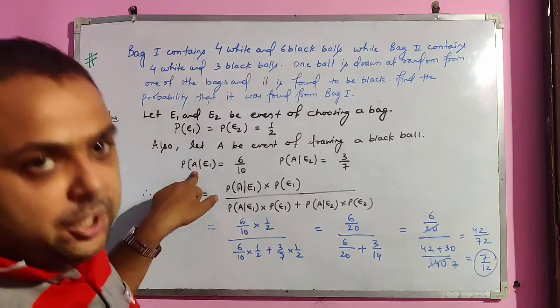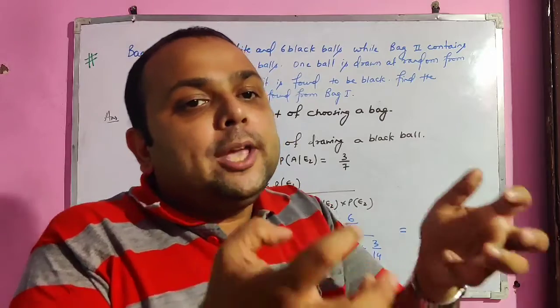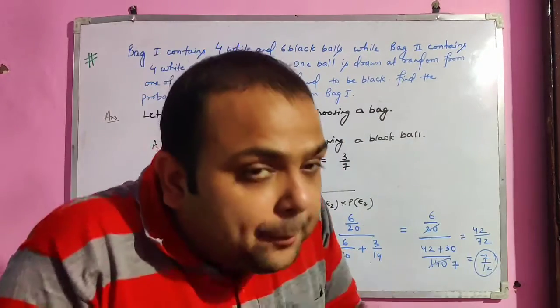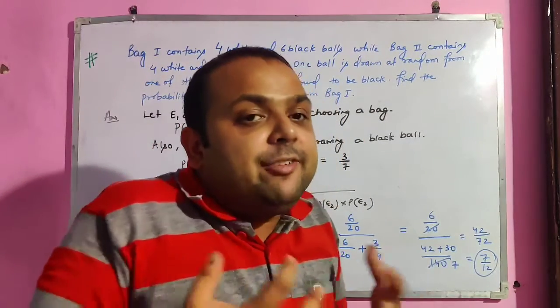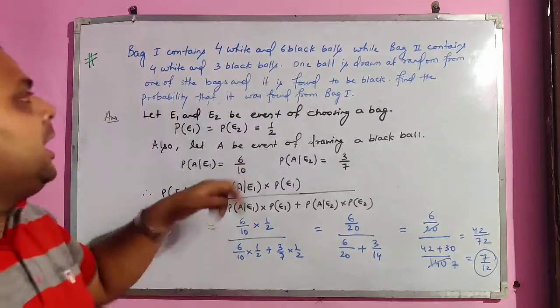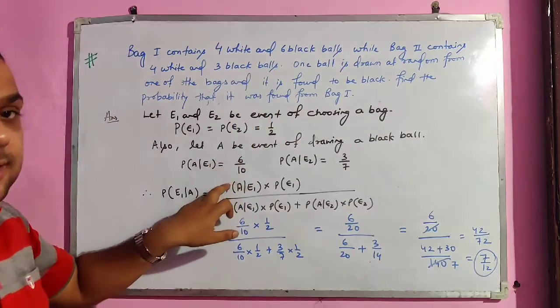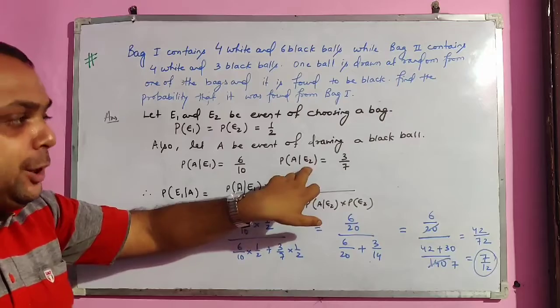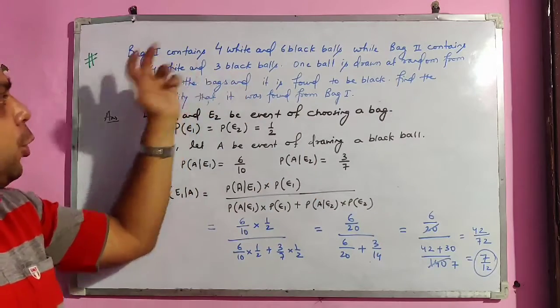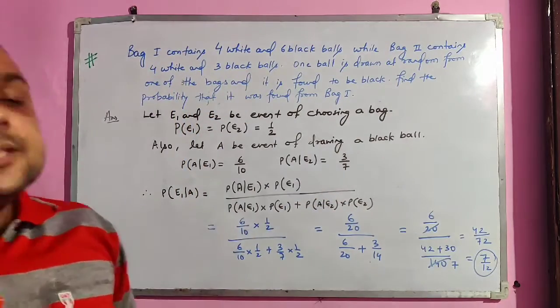A conditional E1 means we are drawing black balls with the condition that we have the first bag. As we have 6 black balls and the total number of balls is 10, it is 6 by 10. This is A conditional E2. We have 3 black balls with a total of 7, so this is 3 by 7.